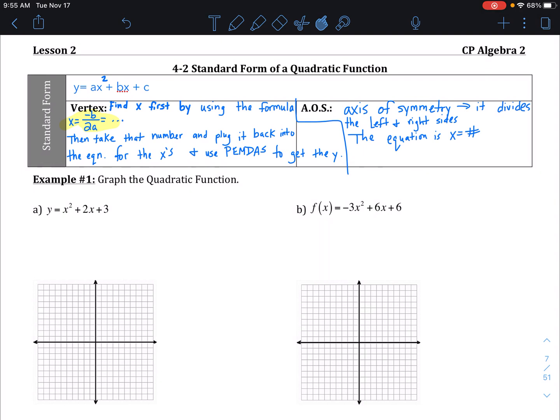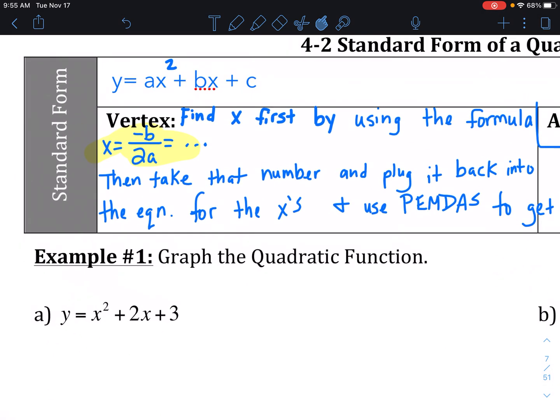Now, the vertex, as we learned yesterday, is a little bit challenging. Not challenging, but takes a little bit of math involved. Remember, we have to use the little formula to find x first: x equals negative b over 2 times a. So remember, when it says negative b, that means opposite of b. Then whatever number you get for that, you plug it in for the x's in the equation and use order of operations to figure out what the y is. And that'll be your vertex.